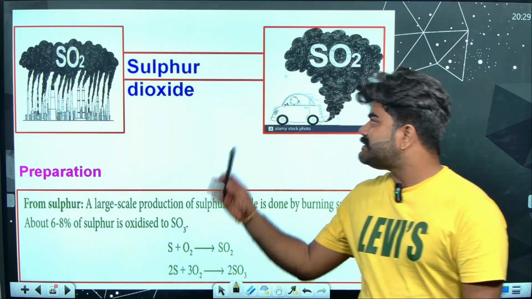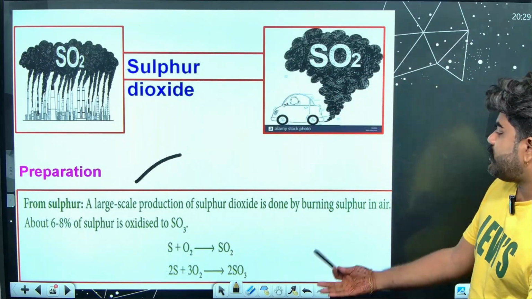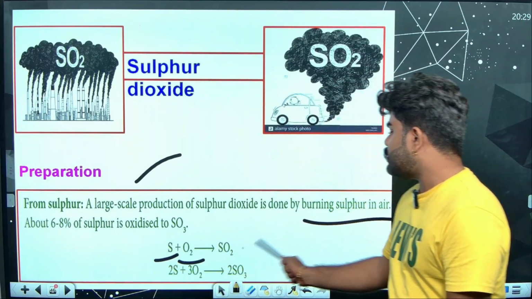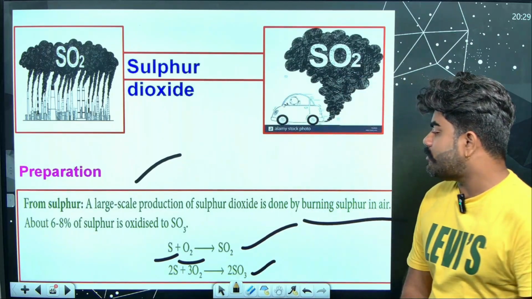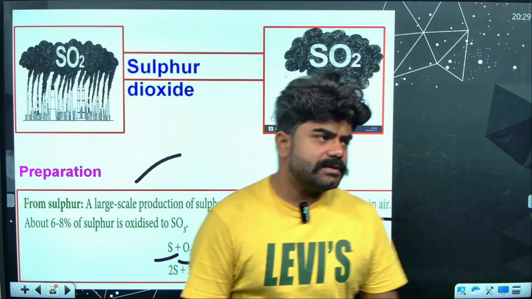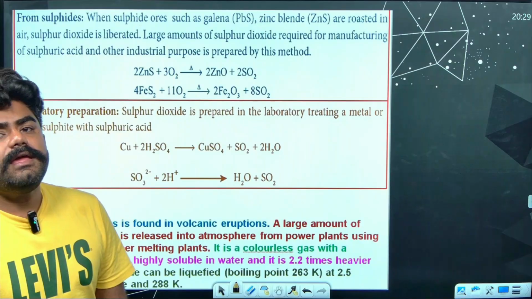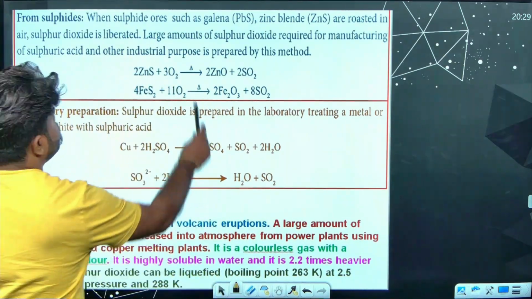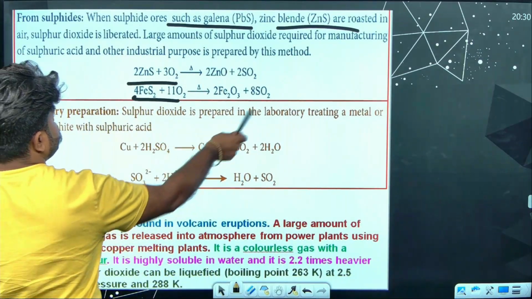Okay, now let us see the preparation of sulfur dioxide. Sulfur dioxide can be prepared by burning sulfur in air. So sulfur, when it is burnt in air, you get SO2. Also sulfur can be oxidized to form sulfur trioxide. Then by what other methods can sulfur dioxide be prepared? By roasting. When you roast ores of galena or zinc blende, you get sulfur dioxide as byproducts.